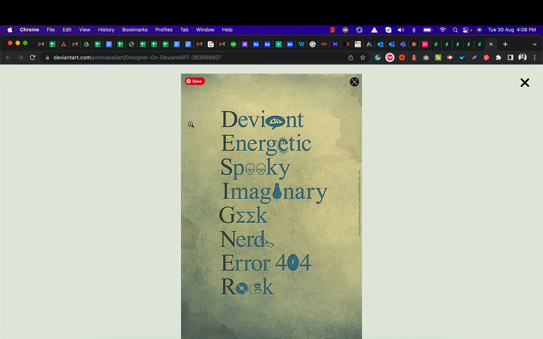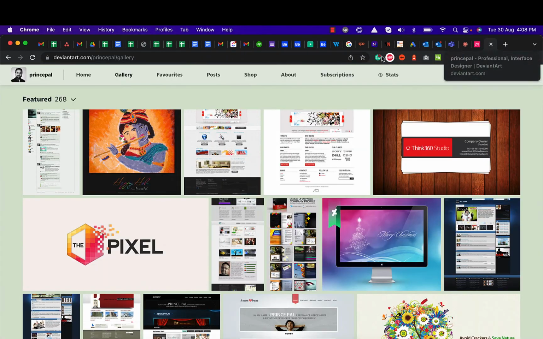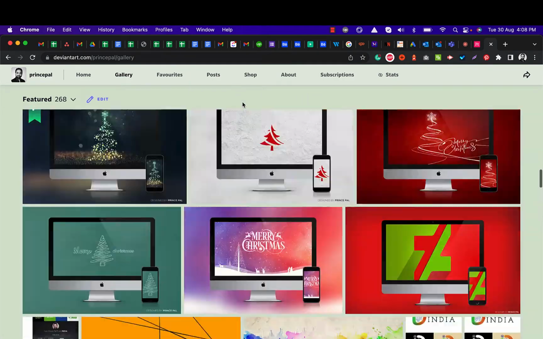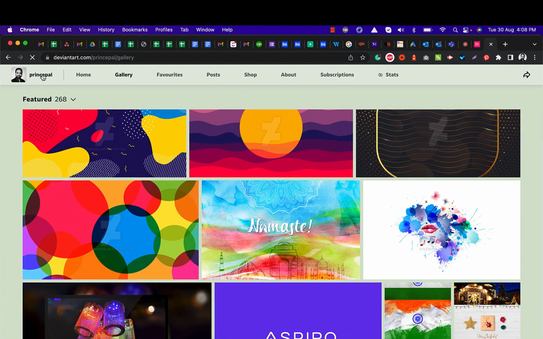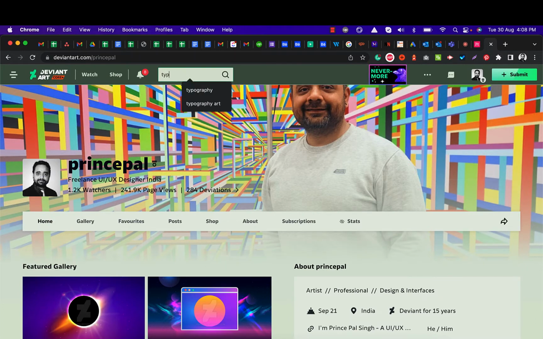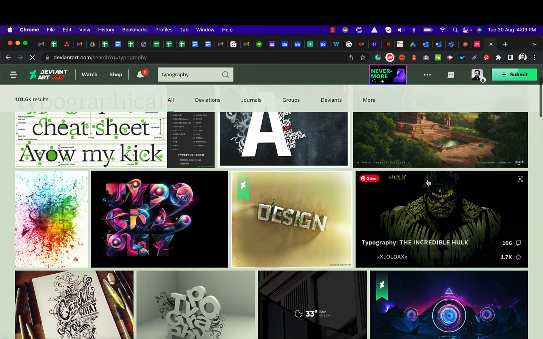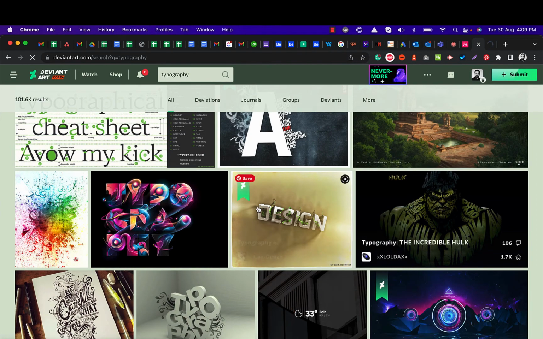Again the wordplay. So let me show you some other typographical art which is very popular on DeviantArt. Let me go there. Typography. See, this is called art.